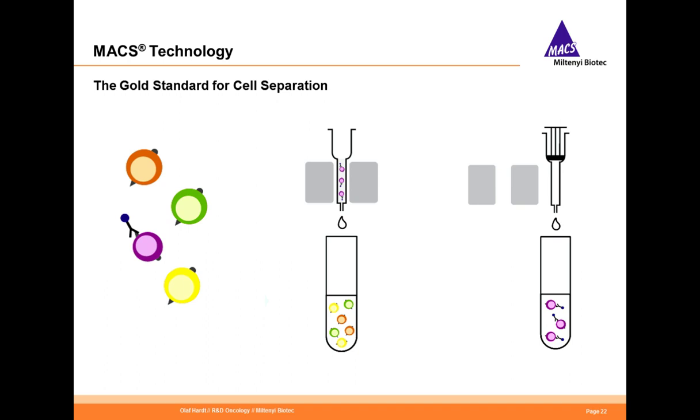And then we run it over a column that is placed in a magnetic field. The non-labeled cells are just in a flow-through fraction. If you remove the column from the magnetic field, you can elute your target cells. And of course, this is also possible vice versa. If you do not know an epitope of your target cell, or if you do not want to touch your target cell with an antibody, you can also label the non-target cells, and they will stay in the column, and your target cells then, of course, will be in the flow-through fraction. And the methods I will show you right now are all based actually on these untouched, or we call it negative selection approaches.